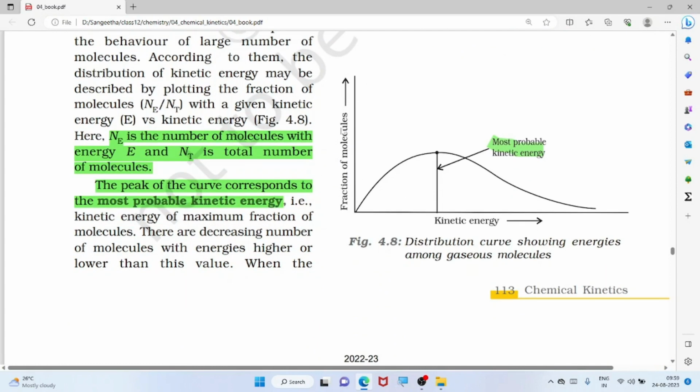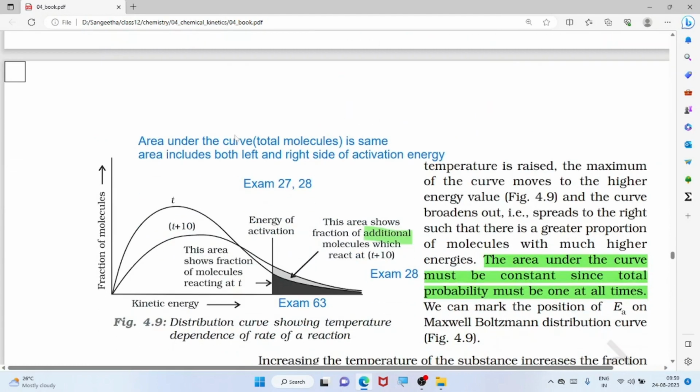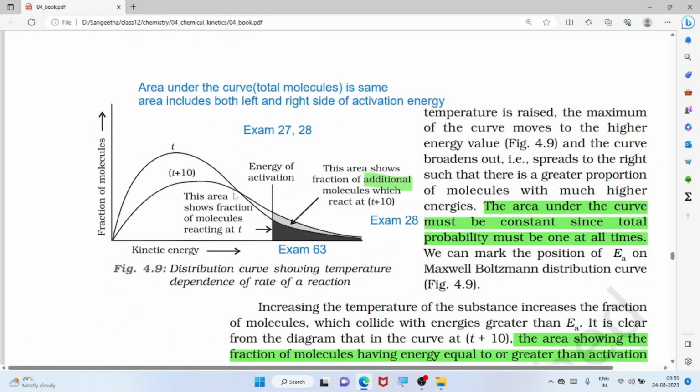Here, Ne is the number of molecules at this energy, and Nt is the total number of molecules. This peak is the most probable kinetic energy. These are the Maxwell-Boltzmann curves. The area under the curve at this temperature is the same as at this temperature, that is, the total area under the curve is the same. But the fraction of molecules beyond the activation energy is more when the temperature is high.